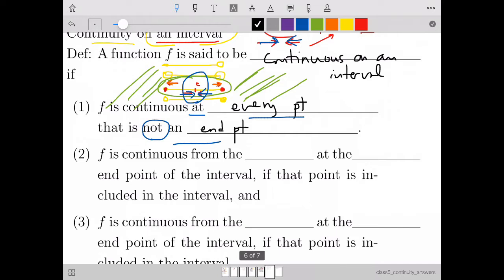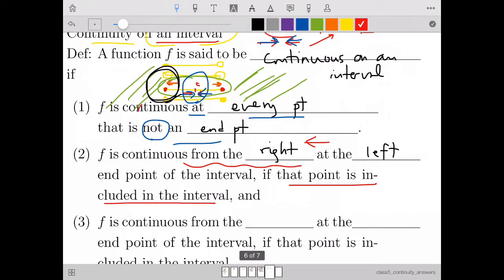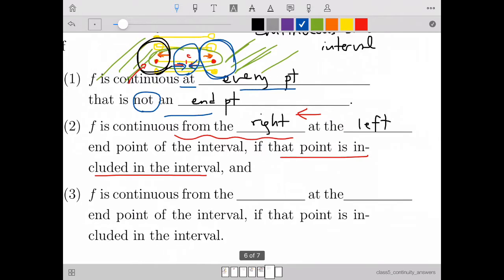So f is continuous from the right at the left endpoint. So that is this. Continuous from the right. So you're taking the limit only from the right of the endpoint, the left endpoint of the interval, if that point is included in the interval. So that is that case. The remaining case is this: f is continuous from the left at the right endpoint of the interval, if that point is included in the interval.